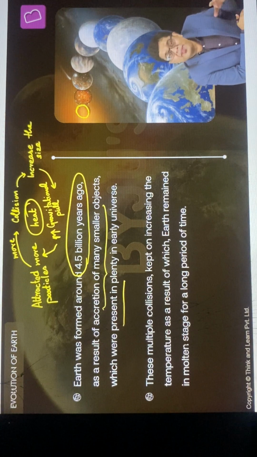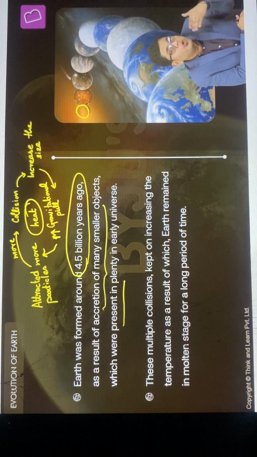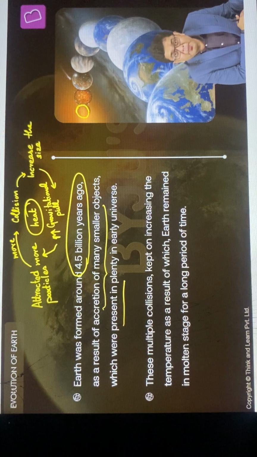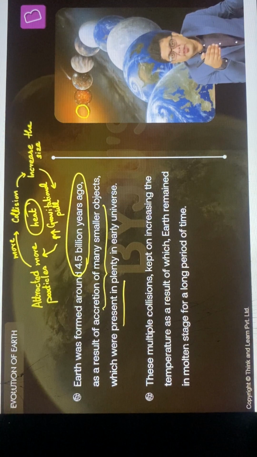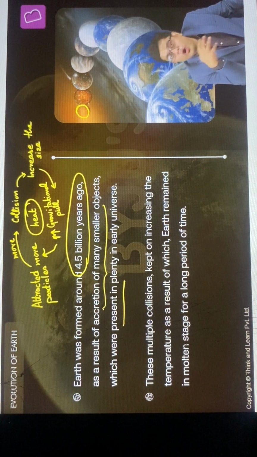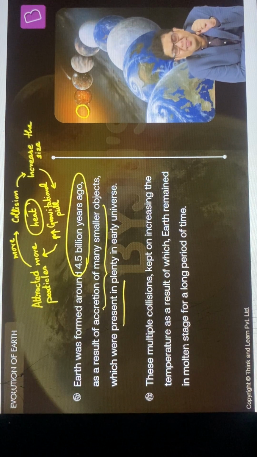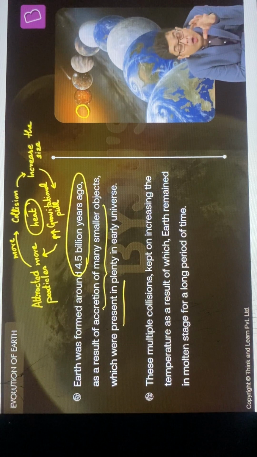So obviously, once the particles are not present anymore in the path of the planet, there won't be any further collisions which will take place. So as the number of collisions reduced quite significantly, what that led to is immediate cooling of the planet. Now, when you had this planet in molten state, at that stage itself, you had various different elements, various different compounds, all of them in molten state, in liquid form.